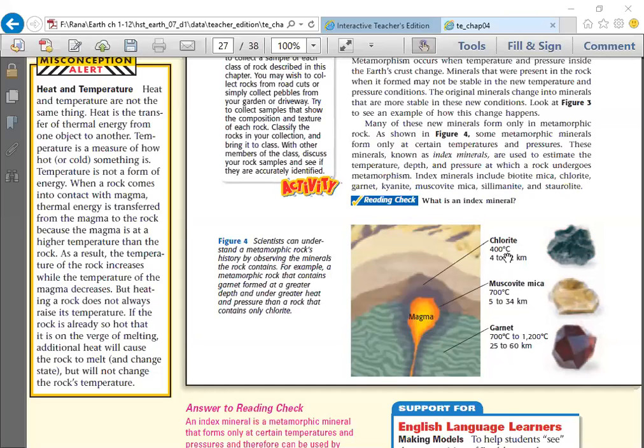Yes. Like this, we call these index minerals. Index minerals are minerals that help us to estimate and predict the temperature, the depth, and the pressure at which the rock is formed. You get this, guys?